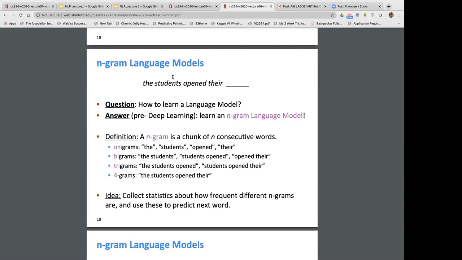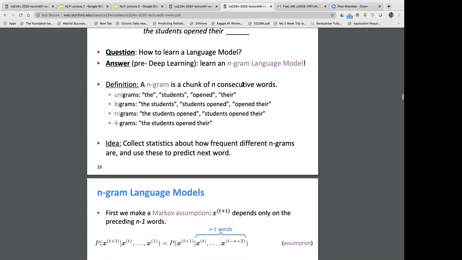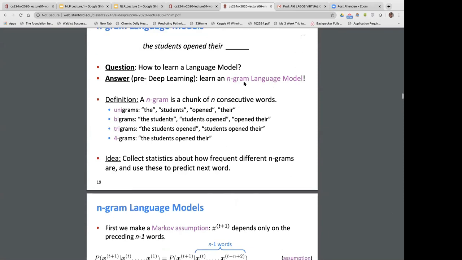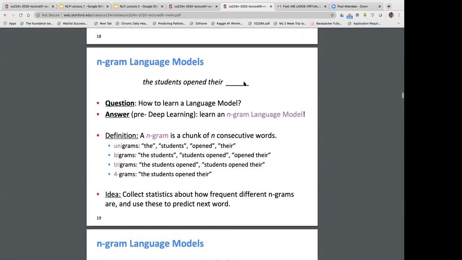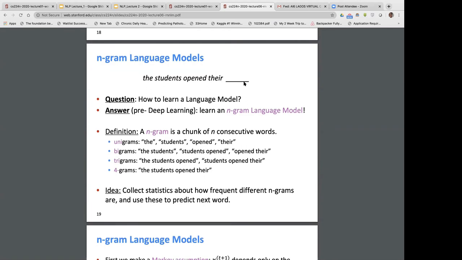Given this example, "the students opened their", the unigrams are "the", "students", "opened", "their". The bigrams are "the students", "students opened", "opened their". The trigrams are "the students opened", "students opened their". And the four-gram is "the students opened their". If you have more words, it goes on like that. So how do we learn? The idea of n-gram language models is to collect statistics about how frequent different n-grams are, and then use that to predict the next word. Don't forget that the goal of a language model is to predict the next word.